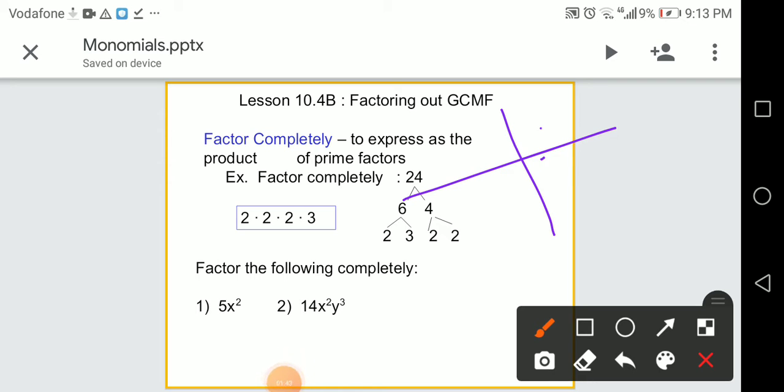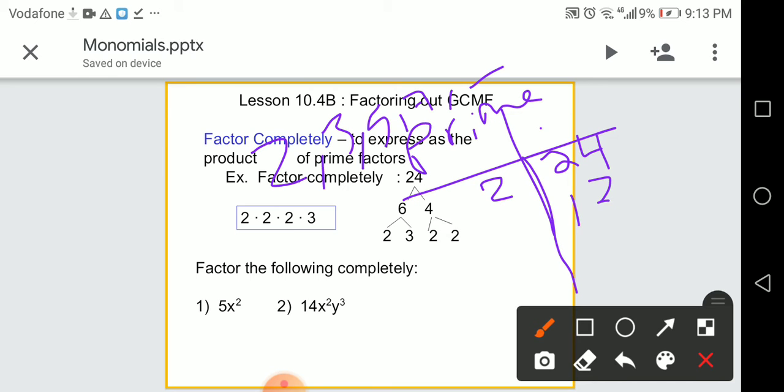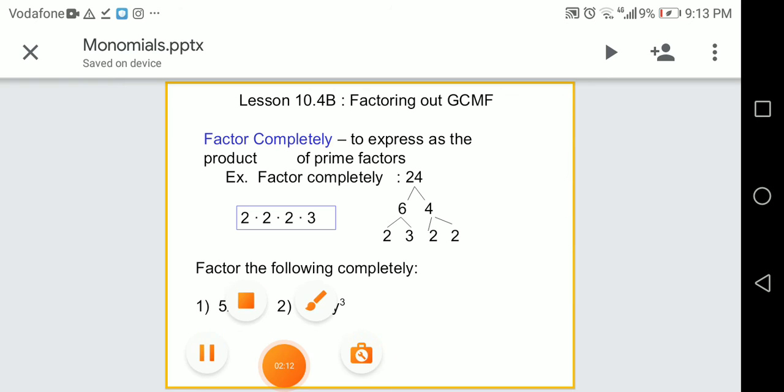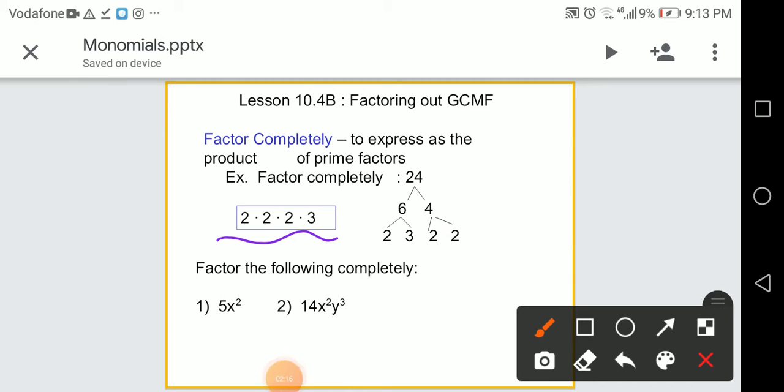I said if I have 24, divide it by prime numbers, please remember that. 24 divided by 2 gives me 12. Divided by 2 gives me 6. Divided by 2, 3. Divided by 3 gives me 1. So the factors here are 2 multiplied by 2 multiplied by 2 multiplied by 3. Or I can do it as a tree. Remember, 24 is 6 times 4. 6 is 2 times 3. 4 is 2 times 2.